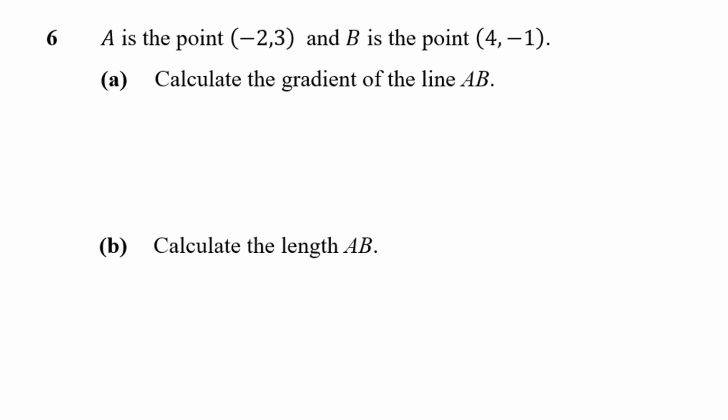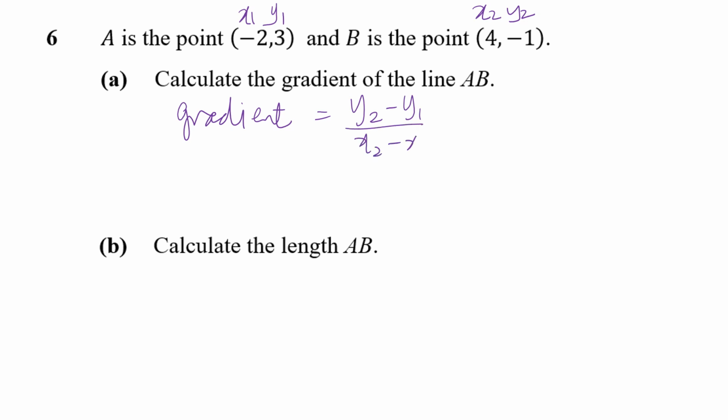Okay, so question 6 should be easy. Really, just find the gradient of the line AB, just basically applying the formula only. So first thing first is to label your point A as x1, y1, and then point B as x2, y2. So to find gradient, write down the formula, rise over run. Always write down the formula, that will help you to do a correct substitution.